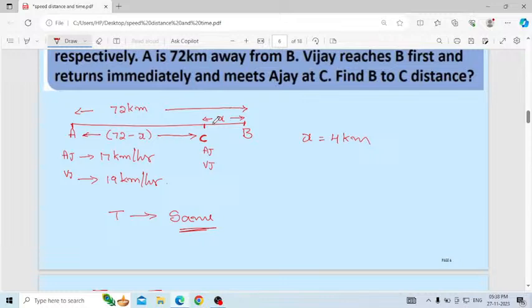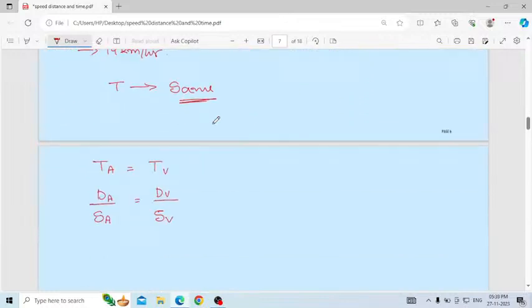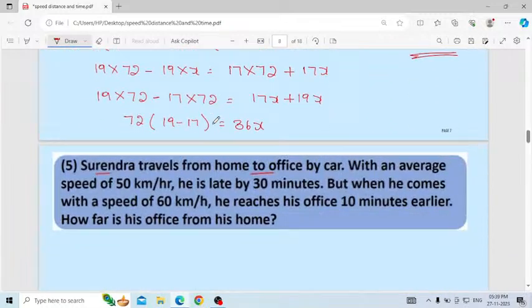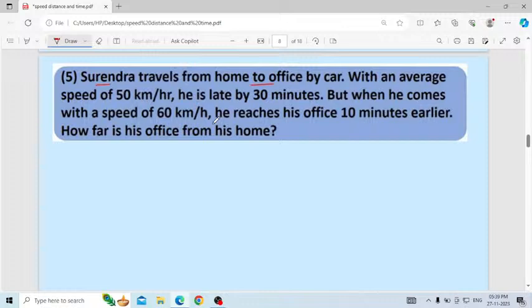4 kilometer. Those who are not able to understand, revise and listen one or two times, then it will be easy for you. Next, move to the next question. Definitely this type of question will be asked in the KSET exam. This is very, very important. I will tell a shortcut to solve this type of question.